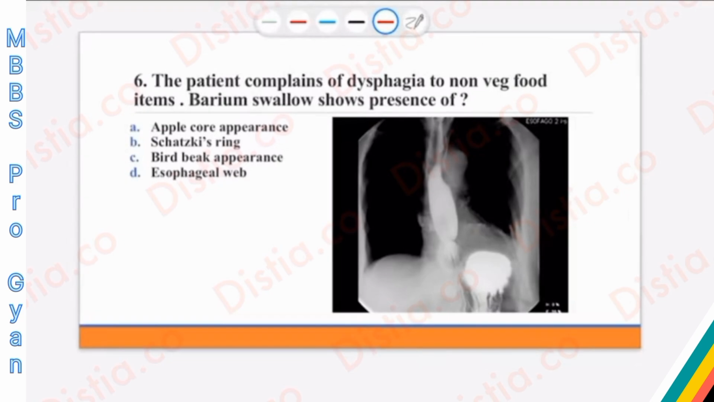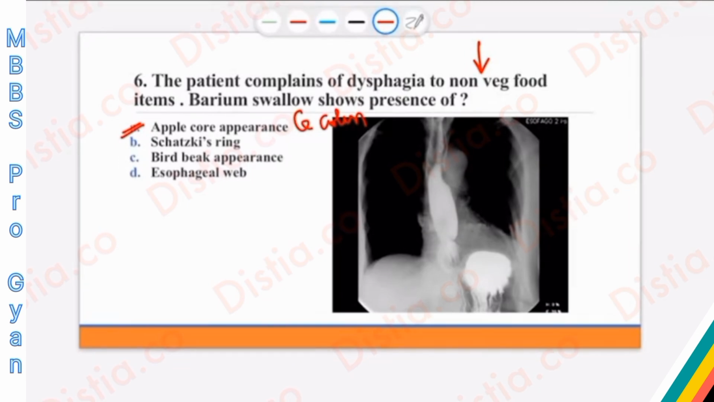In the next question, he is talking about a very peculiar complaint of dysphagia to non-vegetarian food items. I mean, we study about dysphagia for liquids more than solids, solids more than liquids, but here mainly to non-veg food, and then the barium swallow findings are given in this case. A says apple core appearance. Well, traditionally, apple core appearance is what you read with carcinoma of the colon. So I definitely can rule out option number A, spot on.